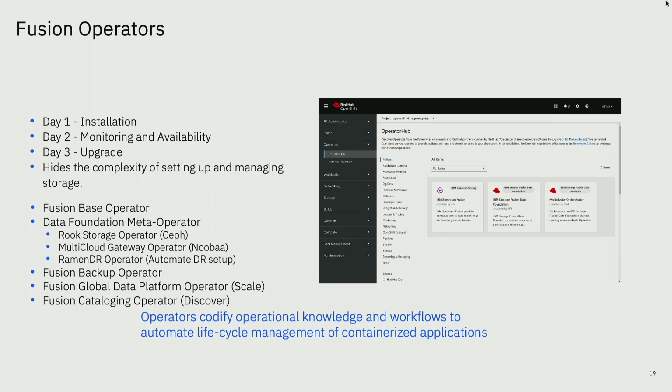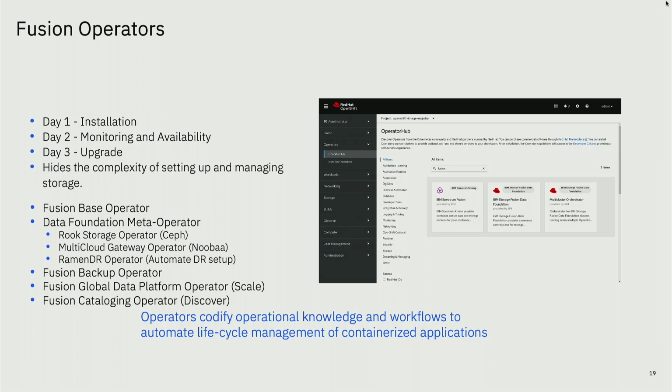We have what we call a Fusion base operator. It's like the meta operator from which you can install other operators. We have a Data Foundation operator, which itself is a meta operator that deploys RHUG, multi-cloud gateway, and Ramen DR. Ramen DR is the operator that we use to control disaster recovery, whether it's metro or regional. Now, one note, just like OpenShift Data Foundation, Ramen DR requires the use of ACM to drive the failover and the failback of the applications that you protect through DR technology. We have the Fusion Backup Operator.